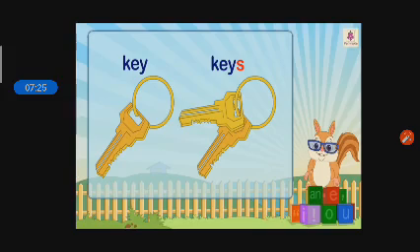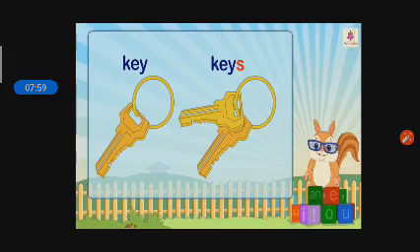Here is another example. KEY, key. Before Y there is the vowel E. AEIOU, E is a vowel. So before Y there is a vowel. Am I right? So we will not drop Y and we will not add IES. Instead of that, we will keep Y as it is and we have to add S only. Okay? KEY, key. KEYS, keys.